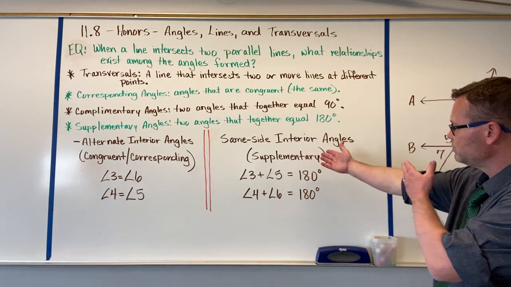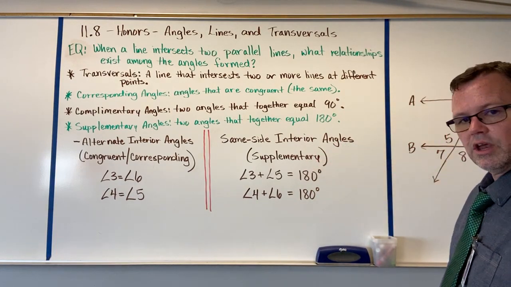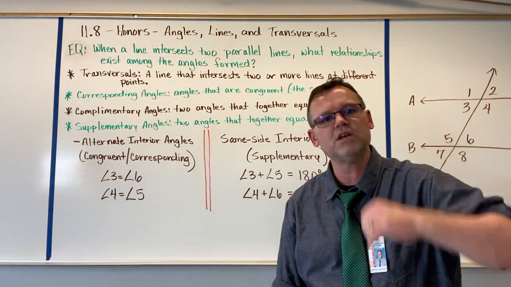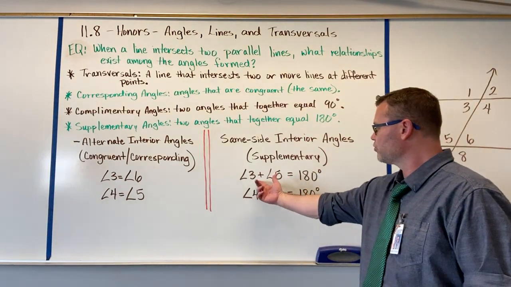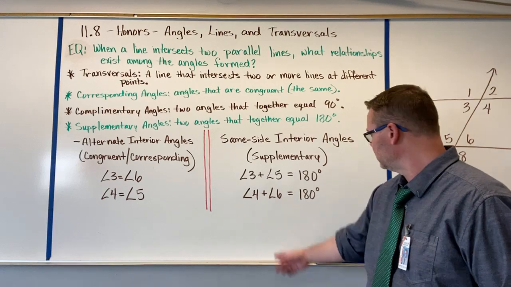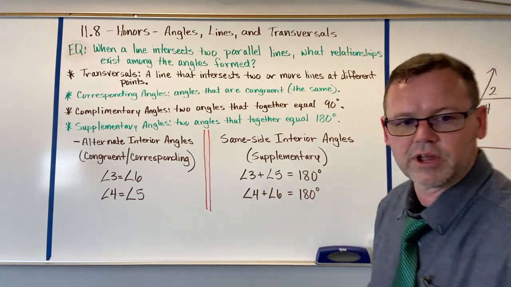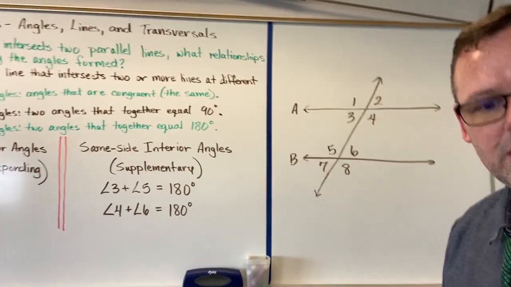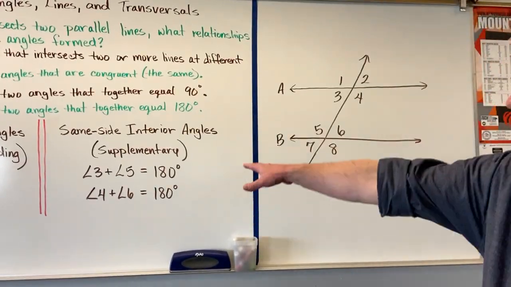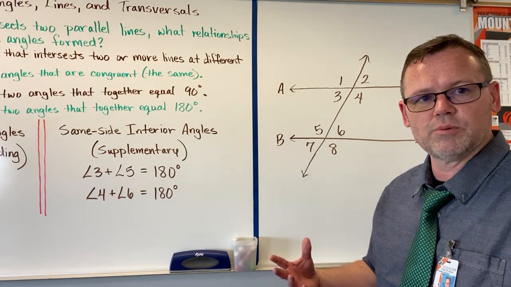Then I've got same side interior angles. In other words, two angles that together are going to equal 180 degrees. They're supplementary. We're looking at angle 3 plus angle 5 equals 180. Angle 4 plus angle 6 equals 180. Doesn't really do you much good unless you see this, right? Okay, so you should have written down that stuff over there, all right? Now I'm going to show them to you, okay?